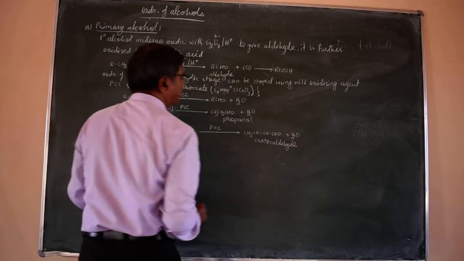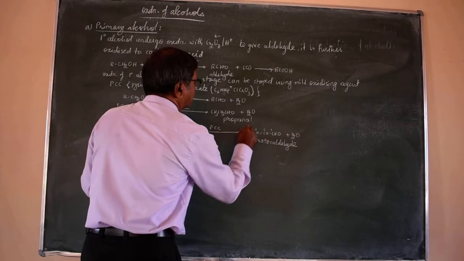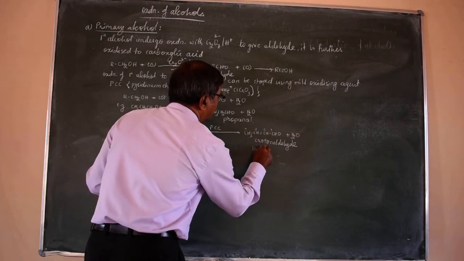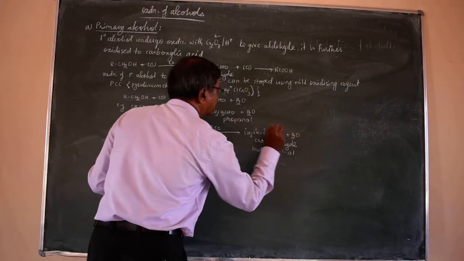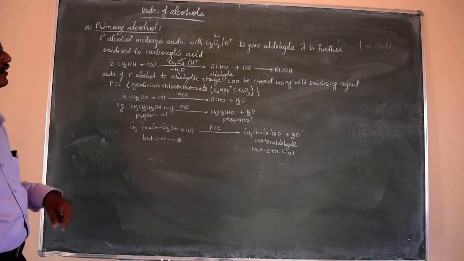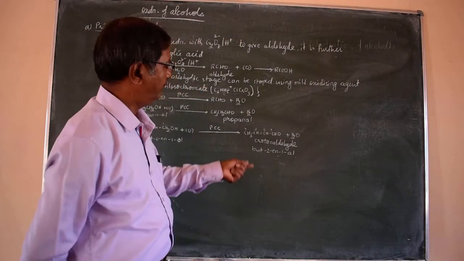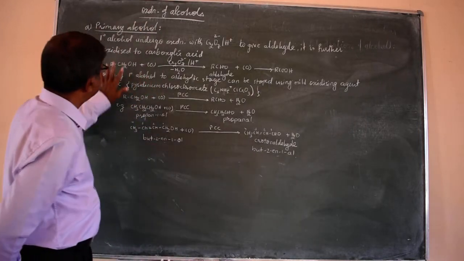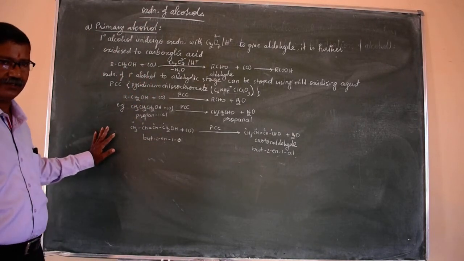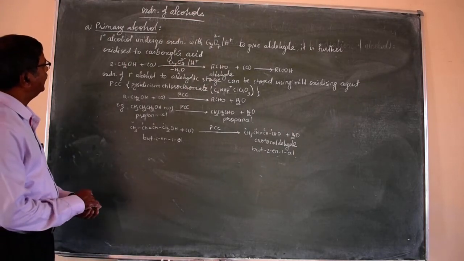And the IUPAC name is, numbering 1, 2, 3, 4, but-2-en-1-ol. Simply, but-2-en-1-ol is also called but-2-enol. That means on the second carbon we have a double bond. So this is oxidation of primary alcohol by using a mild oxidizing agent.